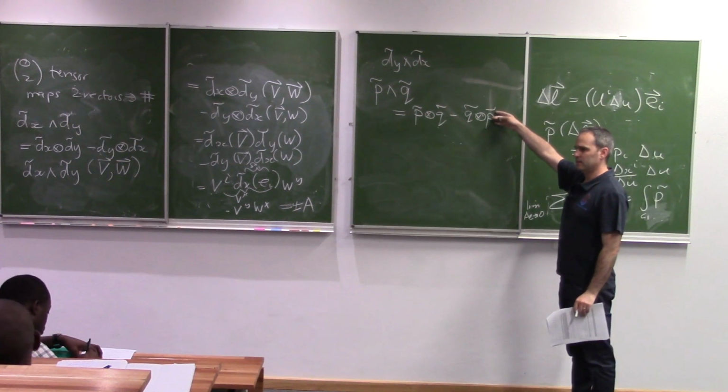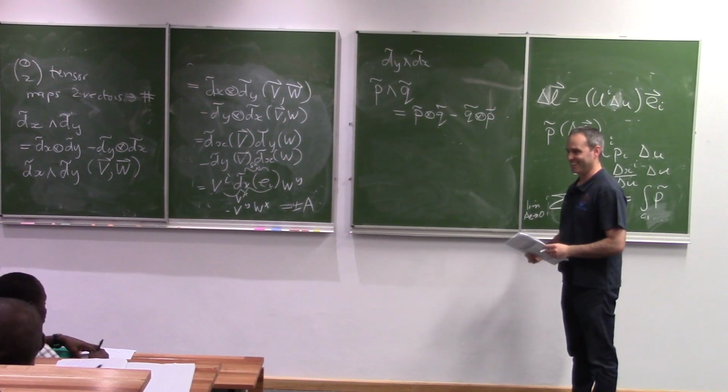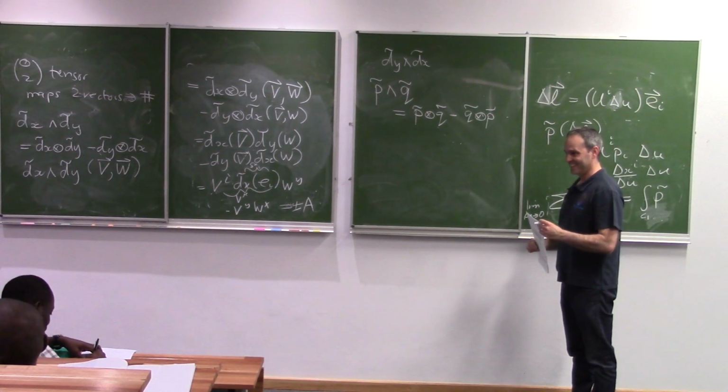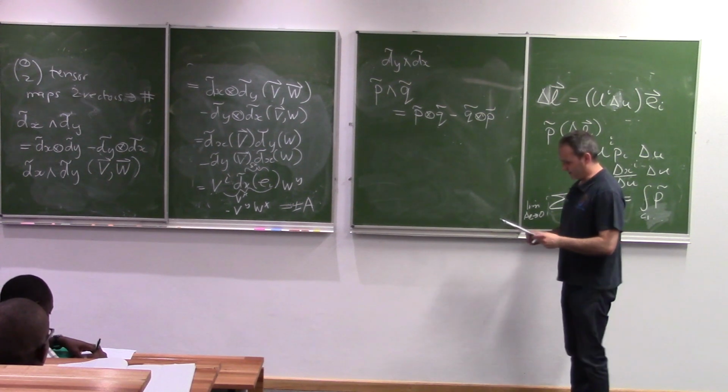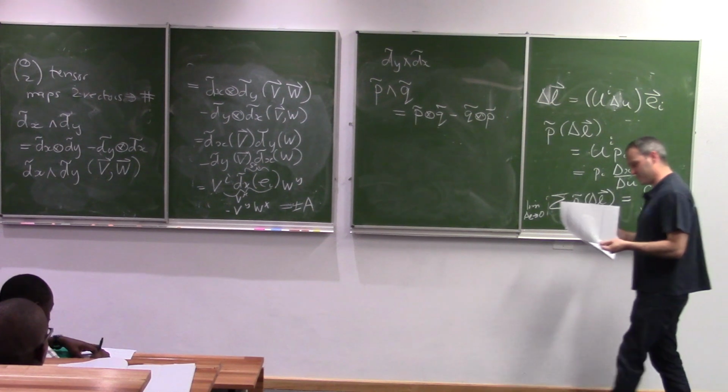How am I doing for time, machine? You're doing well, 7 minutes to 11. 7 minutes to 11. Okay, well, good. So I'll probably just finish with 2 forms.